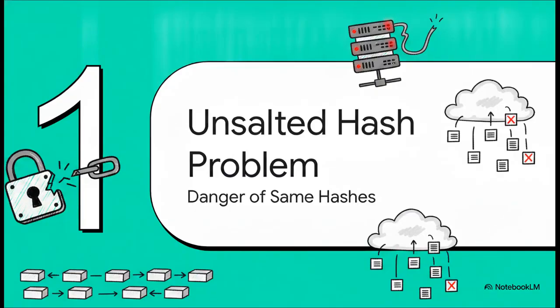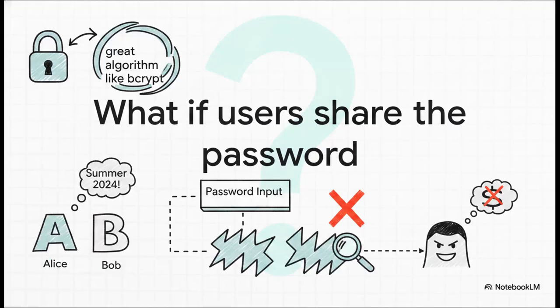All right, section 1, the unsalted hash problem. Let's talk about the very real danger of identical hashes. To really get why salting is so absolutely crucial, we've got to understand the problem. Picture this. You're storing passwords. You're using a solid algorithm, maybe bcrypt. Now, imagine two completely different users. Let's go with Alice and Bob, and they both just happen to choose summer 2024 as their password.